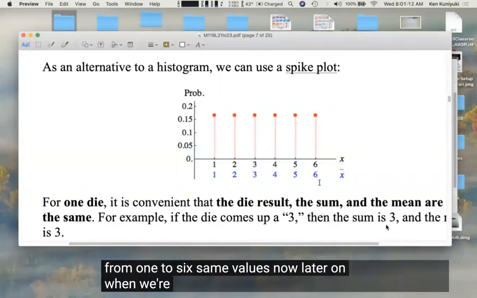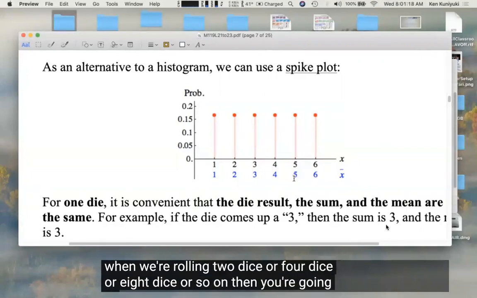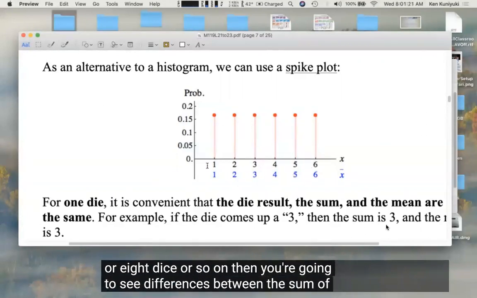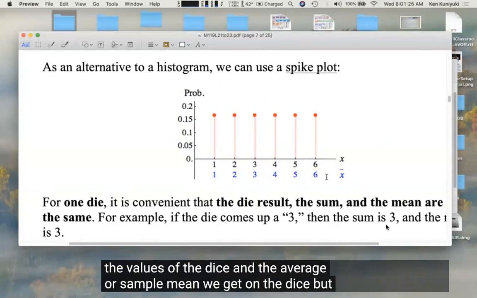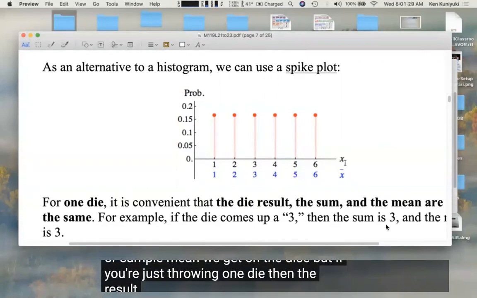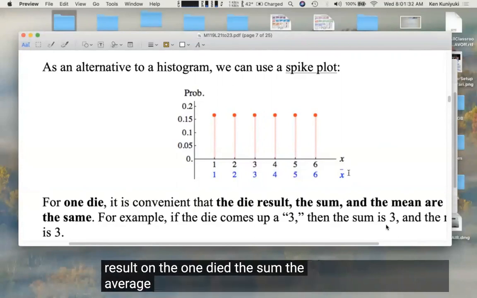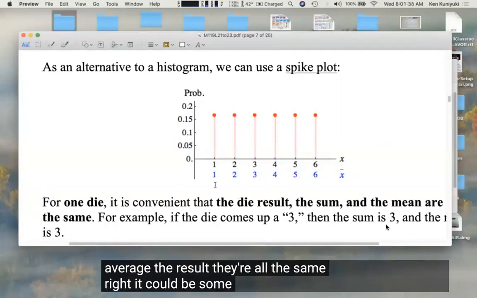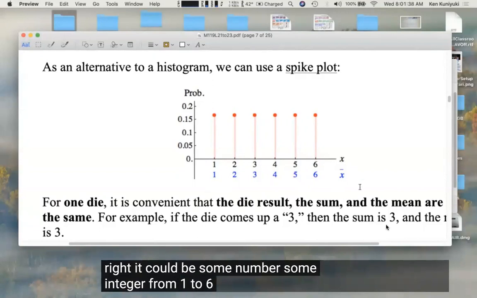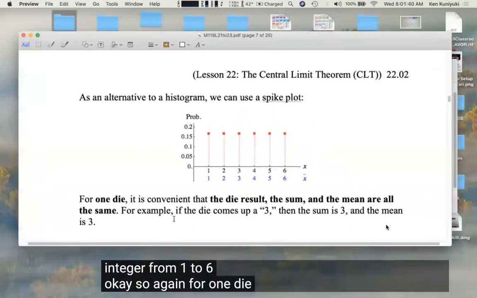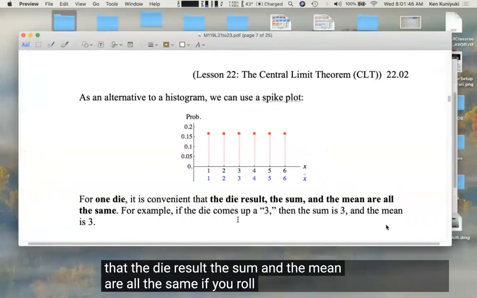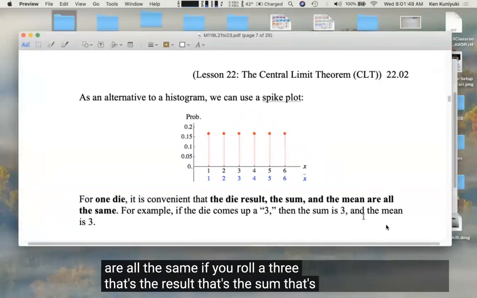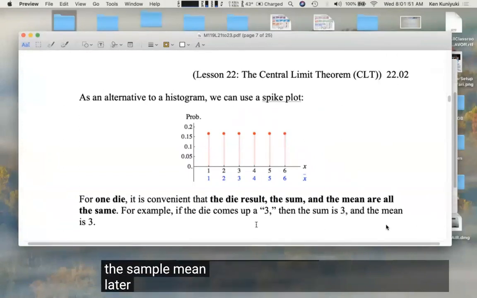Now later on, when we're rolling 2 dice, or 4 dice, or 8 dice, or so on, then you're going to see differences between the sum of the values of the dice and the average, or sample mean. But if you're just rolling one die, then the result, the sum, the average, they're all the same. It could be some integer from 1 to 6. So again, for one die, it is convenient that the die result, the sum, and the mean are all the same. If you roll a 3, that's the result, that's the sum, that's the sample mean. Later on, there will be distinctions.